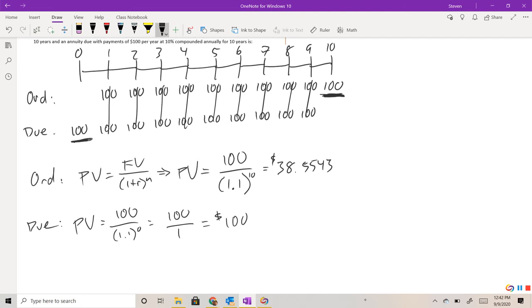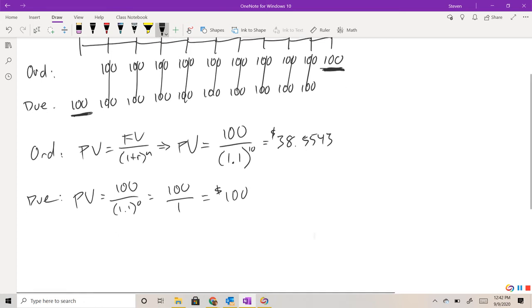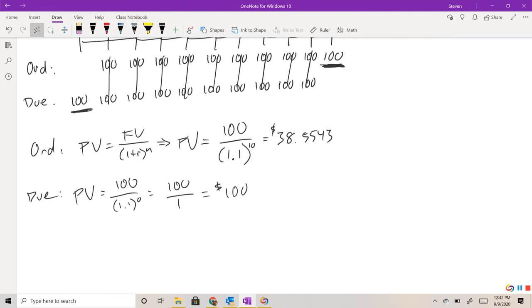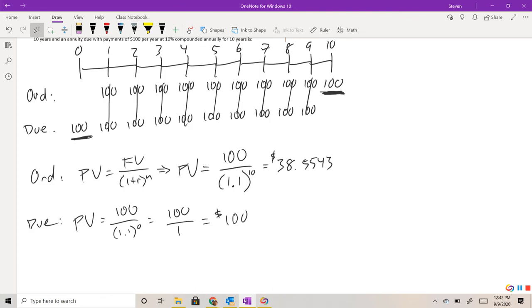We do not get that with the ordinary annuity. But the extra $100 cash flow that we get in the ordinary annuity, well, it's not an extra, just the timing is different. That we get at the end of year 10, and the present value of that is $38.55 roughly. So those two cash flows are the only difference.